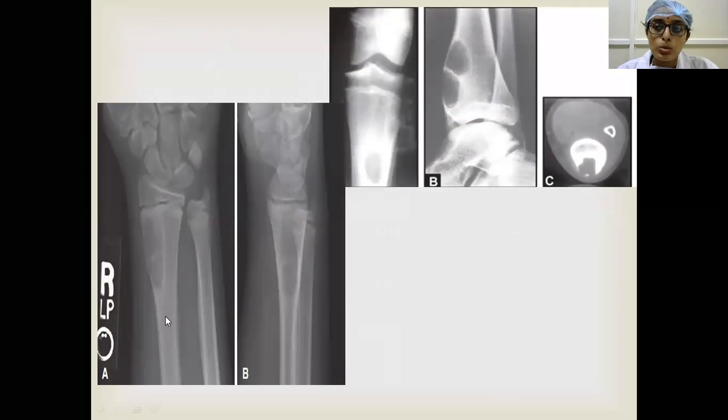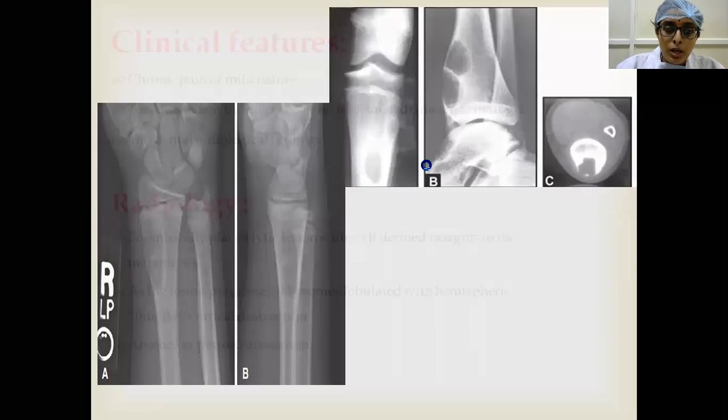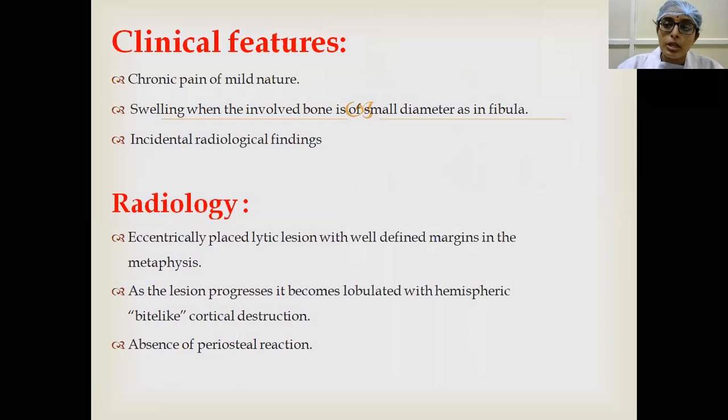Sometimes it may expand towards the diaphyseal region, and there will sometimes be bite lesions in the cortex of the bone, and it may give the appearance of two hemispheres as seen in this tumor. Here also you can appreciate two small hemispherical structures. So there will be bite-like lesions in the cortex of the bone, and there will not be any periosteal reaction.